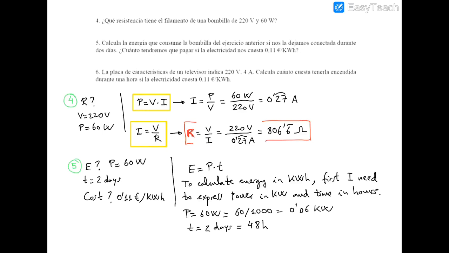Nosotros vamos a necesitar expresar esa energía consumida en kilovatios hora, puesto que lo que nos dan es el precio del kilovatio hora. Entonces, utilizamos esta fórmula que estáis viendo, donde la potencia la vamos a poner en kilovatios y el tiempo en horas. Así que tenemos que pasar este valor de potencia a kilovatios y este tiempo a horas. Bueno, simplemente dividimos 60 vatios entre 1000, tenemos la potencia en kilovatios y los 2 días los pasamos a horas.